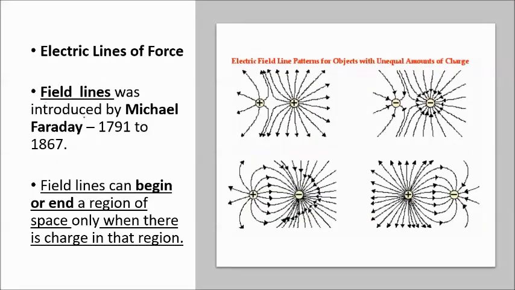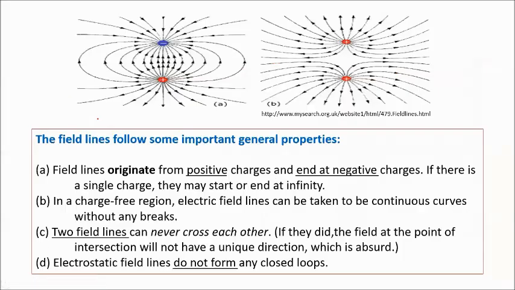Field lines were introduced by Michael Faraday. Field lines can begin or end in a region of space only when there is charge in that region. We have these important general properties in considering electric field. A, field lines originate from positive charge and end at negative charge. If there is a single charge, they may start or end at infinity.